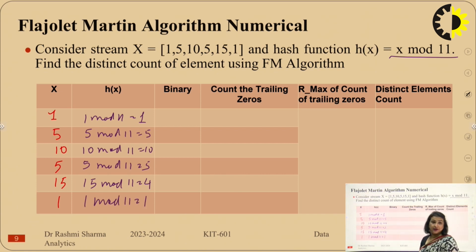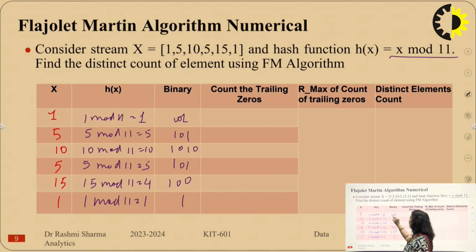Now the values to binary numbers. 1 is 1, 5 is 101, 10 is 1010, 5 is again 101, 4 is 100, and 1 is 1. I have a 4-digit maximum, so I can convert these to 4-digit values with leading zeros.